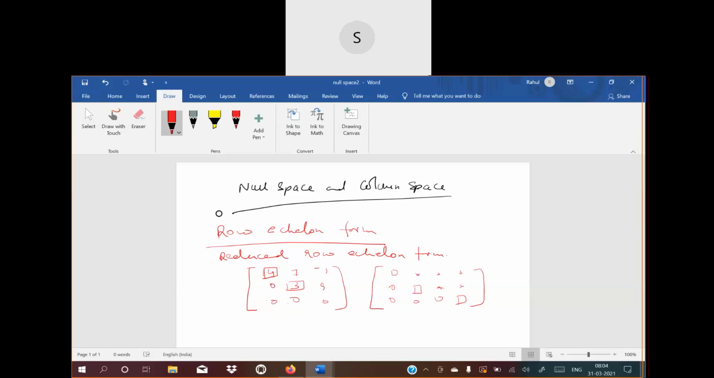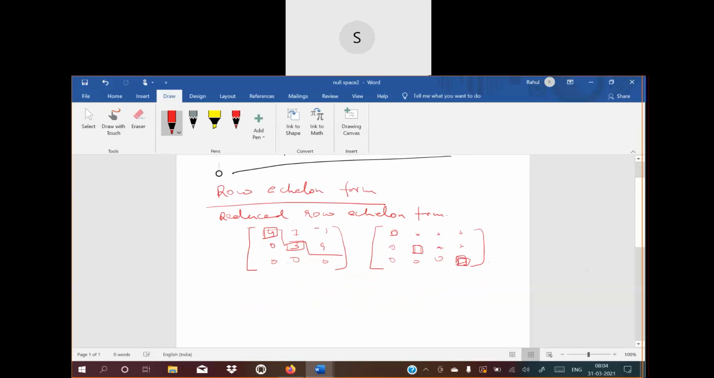Why is this called echelon form? Because it actually makes a staircase-like thing here. The next pivot will always be on the right side of the first pivot, and so on. So here these are two pivots, and in this case we have three pivots: one pivot here, another pivot here, and the third pivot on this position. So this form is called the echelon form, and whatever matrix we are given, we reduce it to this form.